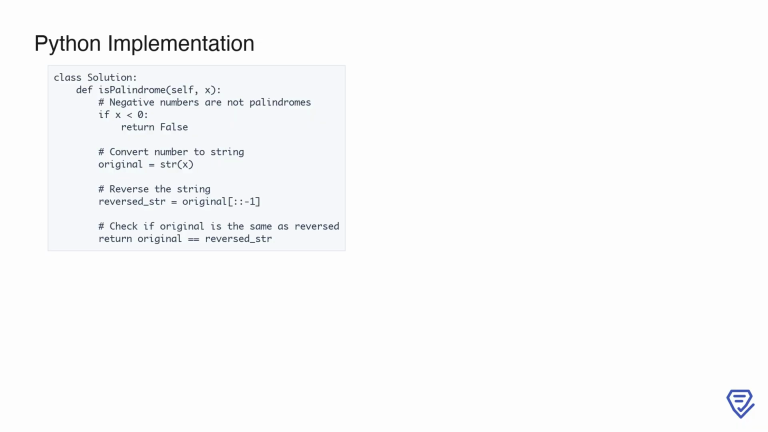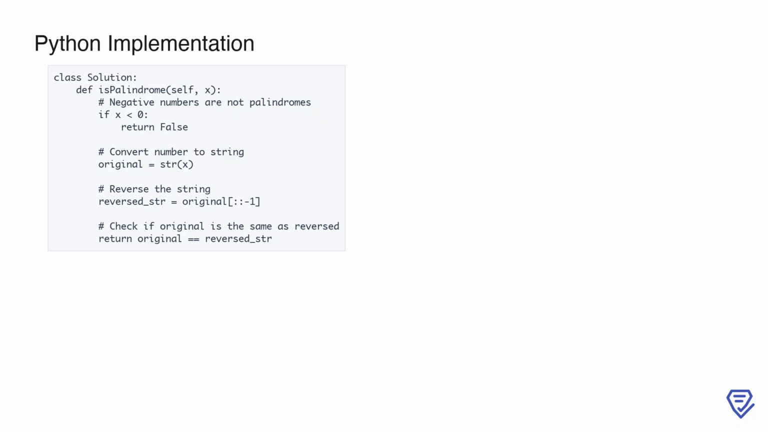The reverse of the string is computed using slicing with the ::-1 syntax. This creates a new string where the characters are in reverse order. Finally, the function checks if the original string representation of x is the same as its reversed version. If they are equal, it means the number is a palindrome, and the function returns true. Otherwise, it returns false. This approach is efficient for the problem at hand.